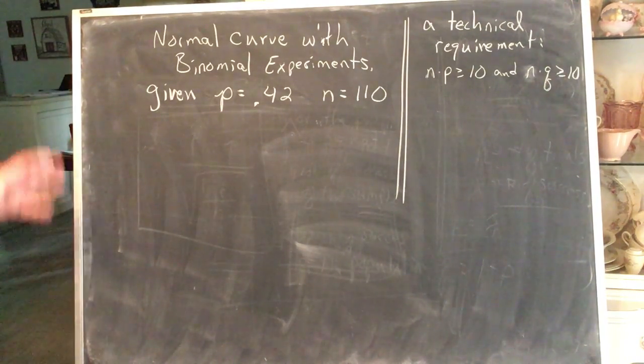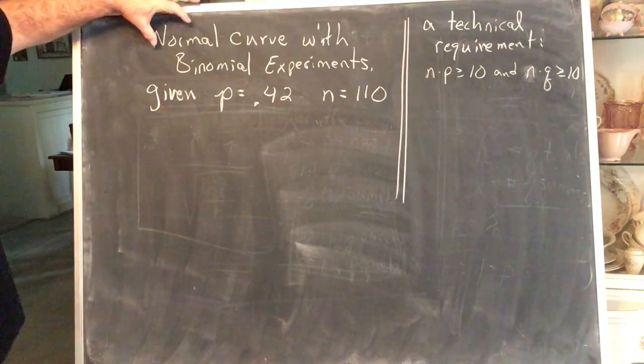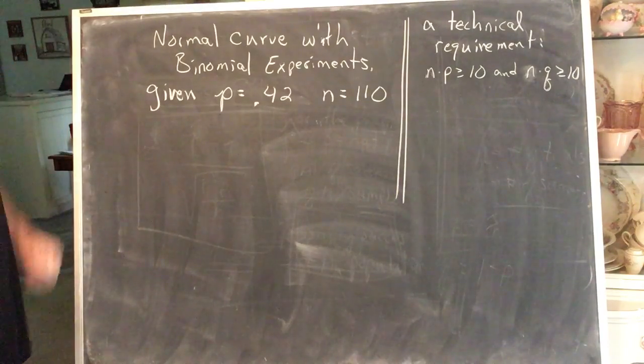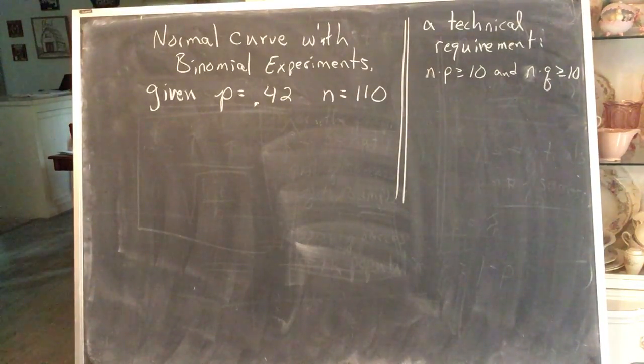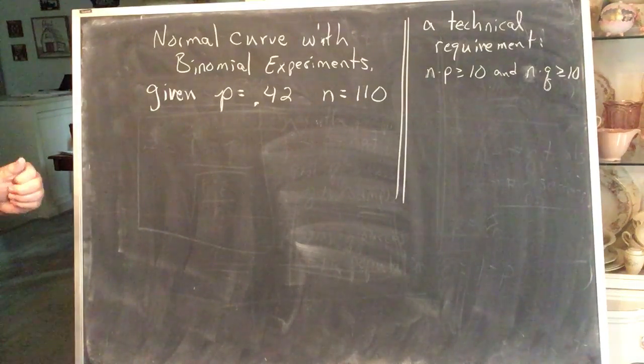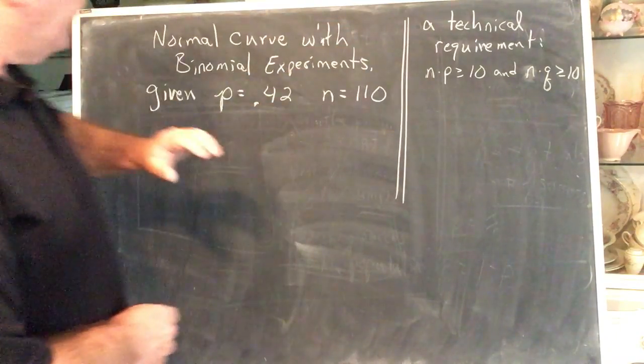One small detail I want to talk about before we get to our specific examples is when we're dealing with the normal curve and the binomial experiments in that normal curve setting, there is one technical requirement that we will have, and I want to just brush through it very quickly. The technical requirement is this.